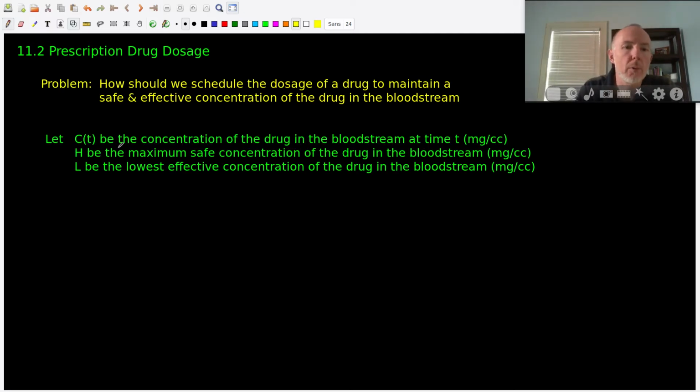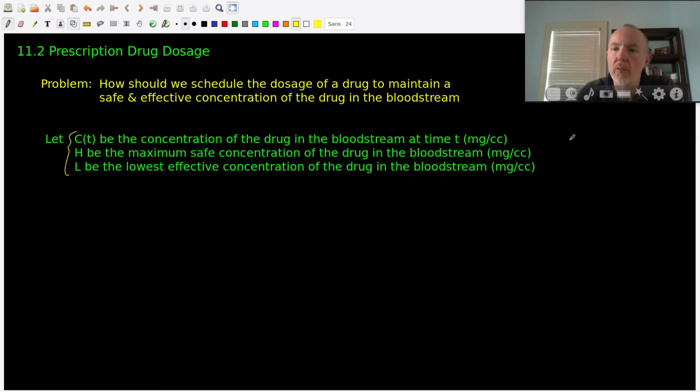So before we make progress, we need to introduce a few variables. I'm going to call C of t the continuous function that gives us the concentration of the drug in the bloodstream at time t, and I'm going to imagine that this is measured in milligrams per centimeter cubed, which is a fairly typical kind of unit for concentrations.